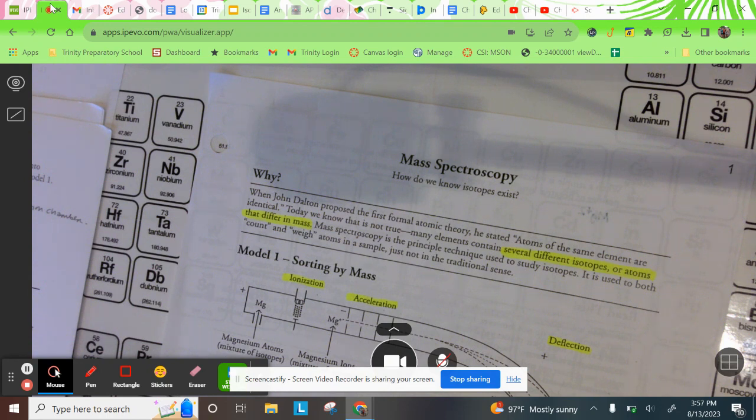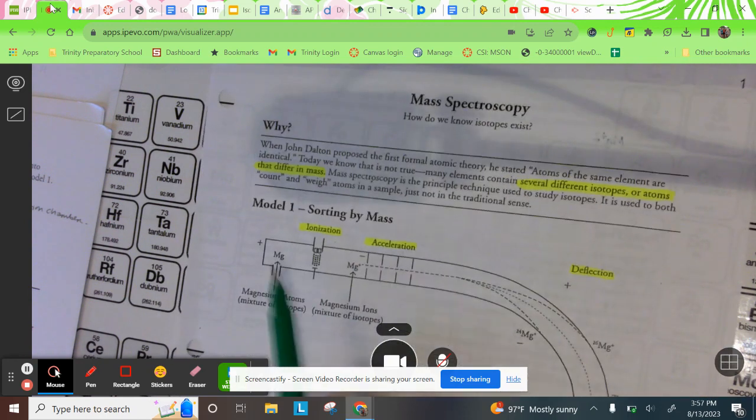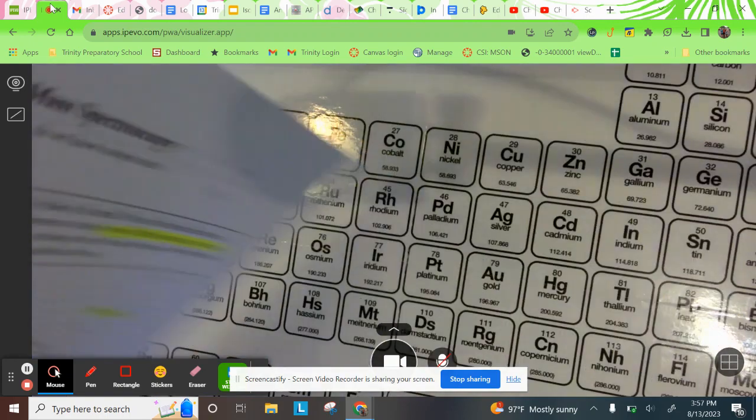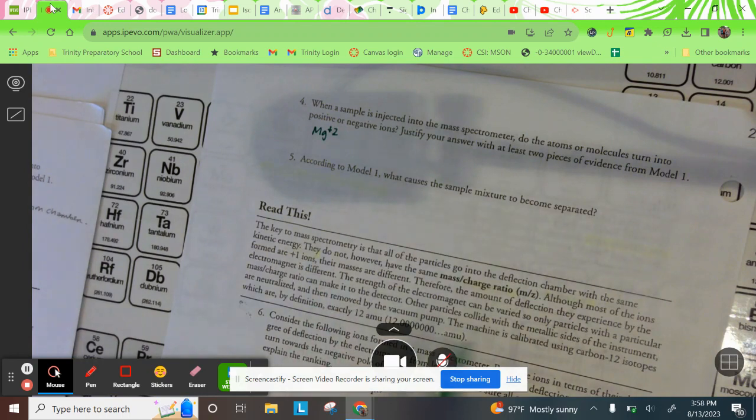Positive because they're metals. And that's actually good enough. Positive because they're metals, and also in this area here, it shows it as positive. Okay, I'm not going to write all that.